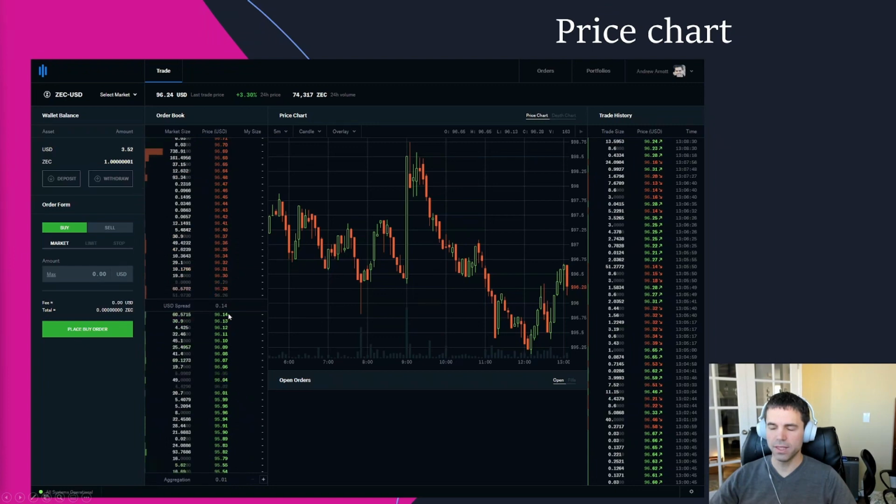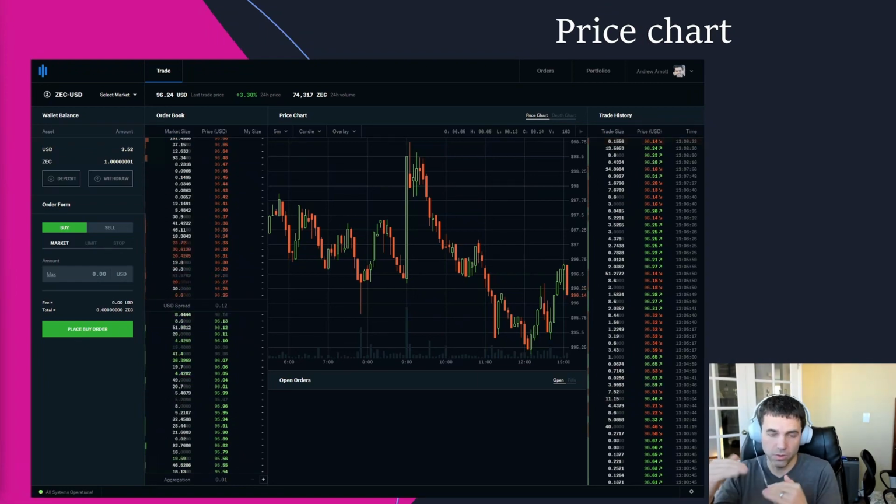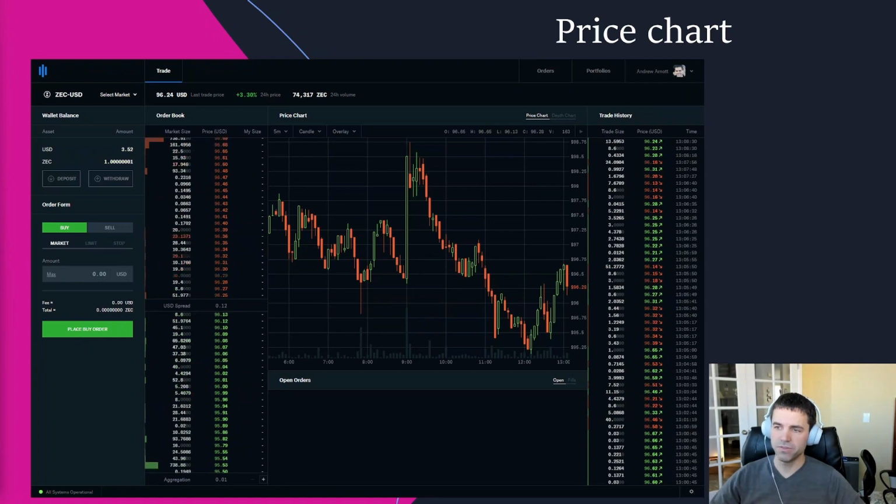So the very best offer is 96.13 or 14. As time changes, these offers change. And so you see that the very best offer changes between 96.14 and 96.09 or so, okay? Now, the very last trade was 96.24, and that's what's displayed up here.